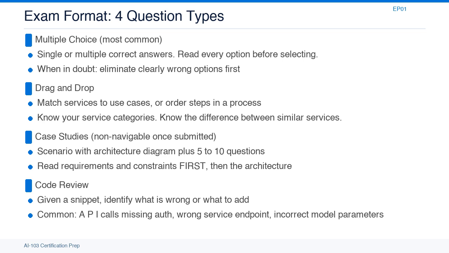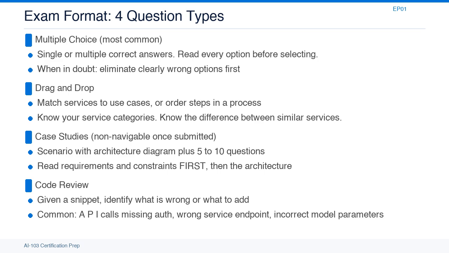Drag and drop questions ask you to match services to scenarios or sequence steps in a workflow. For these, you need to know the difference between services like document intelligence and content understanding at a practical level, not just their names. Case studies present a customer scenario with architecture diagrams and requirements, then ask 5 to 10 questions about it. Critical tip: once you mark a case study question and move on, you cannot go back to it. Read requirements first, then the architecture.